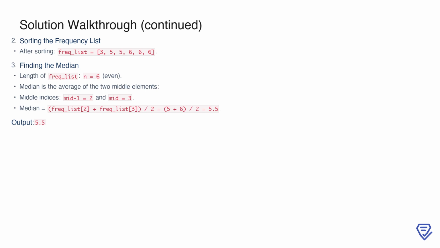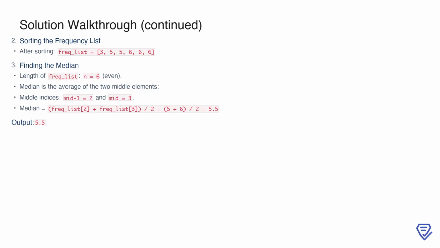Now, we need to sort this list to arrange it in ascending order. After sorting, the frequency list becomes 3, 5, 5, 6, 6, 6. With this sorted list, we can calculate the median. The length of the list is 6, which is even. Again, for even length lists, the median is the average of the two middle elements.